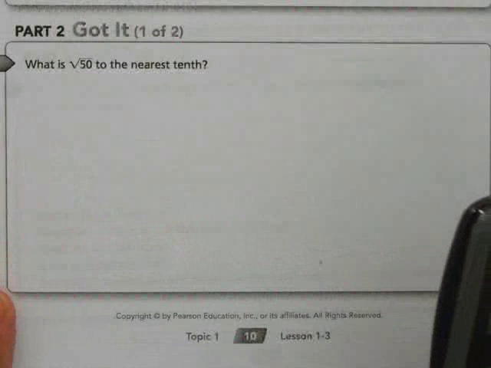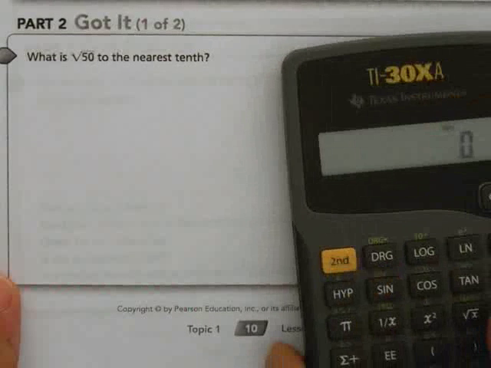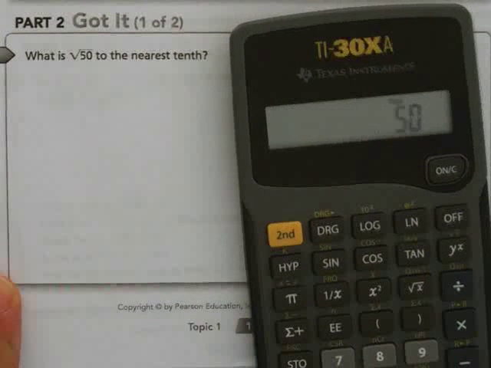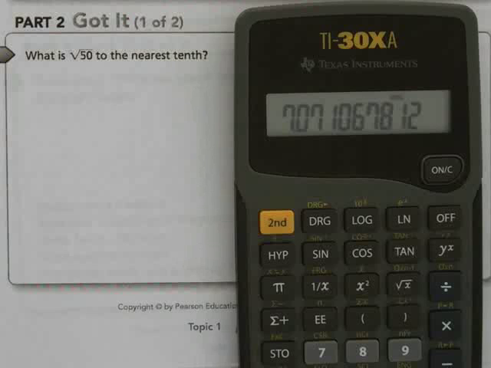And lastly here, we're asked, what is the square root of 50 to the nearest 10th? And in my notes, I showed you how to do this manually, but here I'm just going to do it on a calculator, because in real life, that's what one would be doing. So here we have our question. I am just going to put 50 into my calculator, hit the radical symbol, and I can see that what I get is 7.07, and obviously this is an irrational number, and I'm going to round it to the nearest 10th.